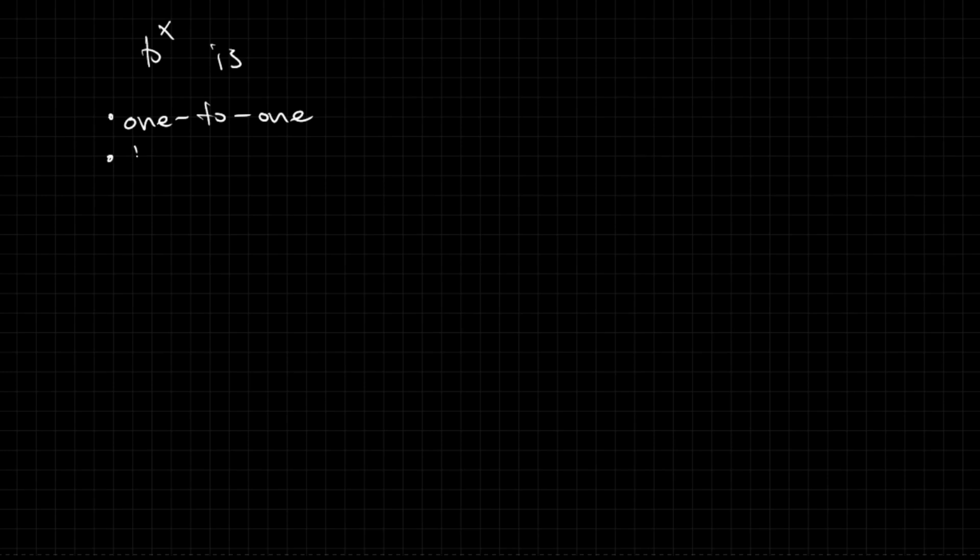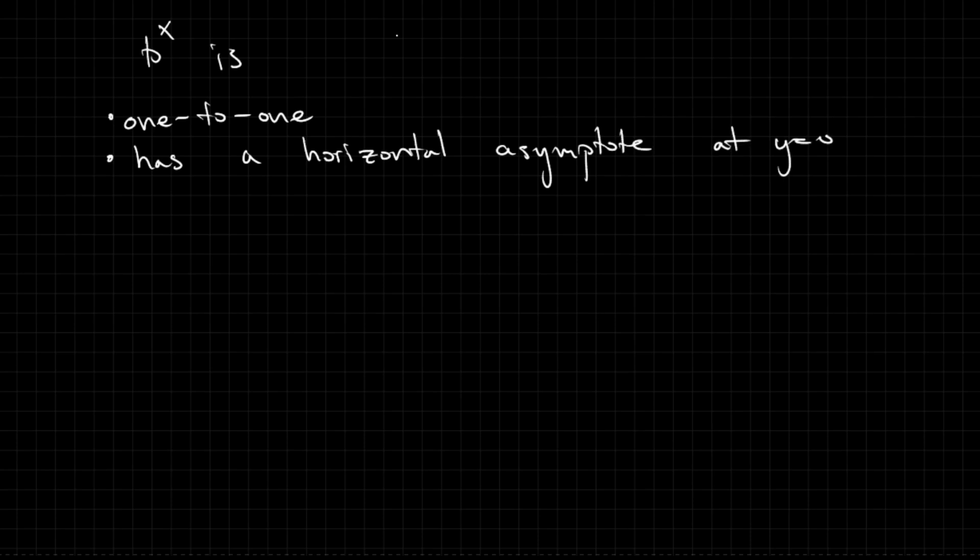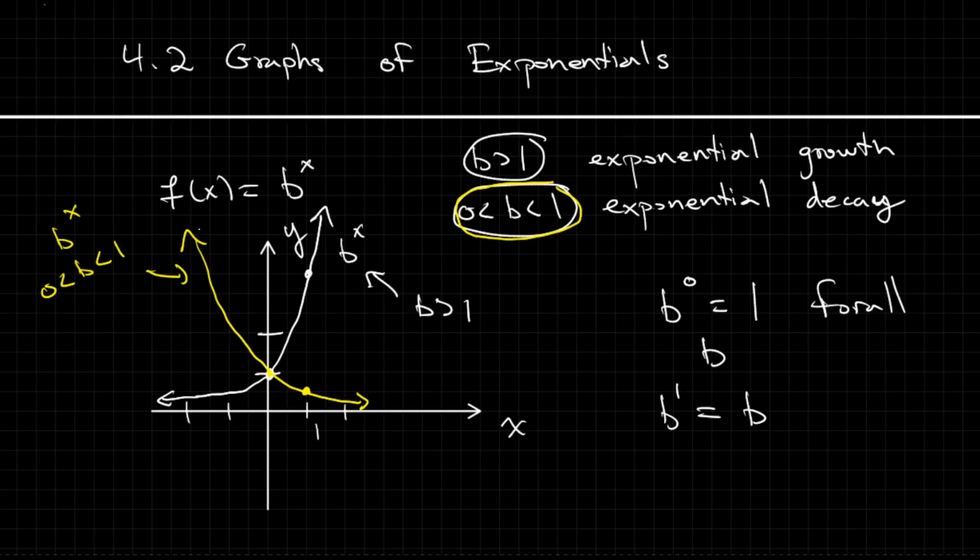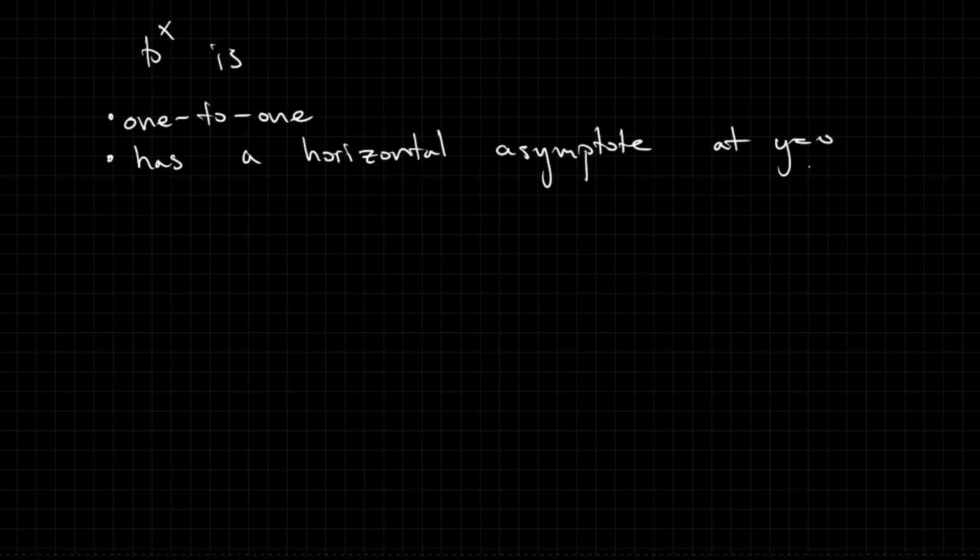This graph of b to the x has a horizontal asymptote at y equals 0. Now, for exponential decay, you get close to that horizontal asymptote as x gets really, really large, and for exponential growth, you get close to that asymptote as x gets very, very negative. But both of the graphs have a horizontal asymptote at y equals 0.